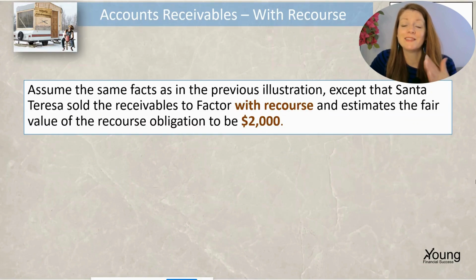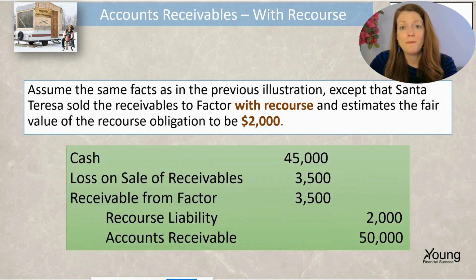Okay, now same exact situation, except this one is with recourse. And they estimate the fair value of the recourse obligation is going to be $2,000. So they'll probably have to come back to get the $2,000. So the entry changes a little bit. They're going to still get the cash of $45,000. They're still going to get rid of their receivables for $50,000. But we see the big change here. We have the same receivable from the factor, the $3,500, but the recourse liability that we assume we're probably still going to have to pay is $2,000. So then our loss is going to be bumped up to $3,500.